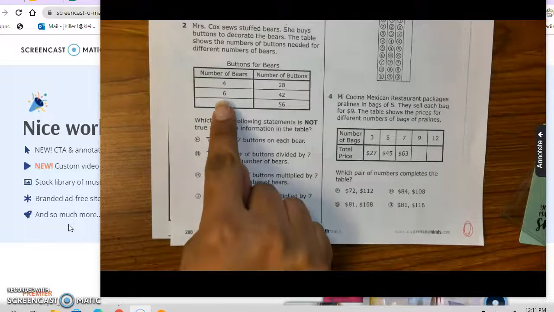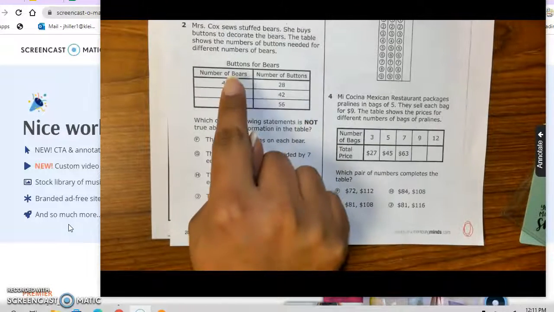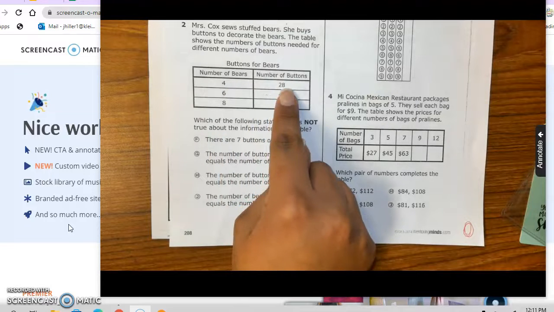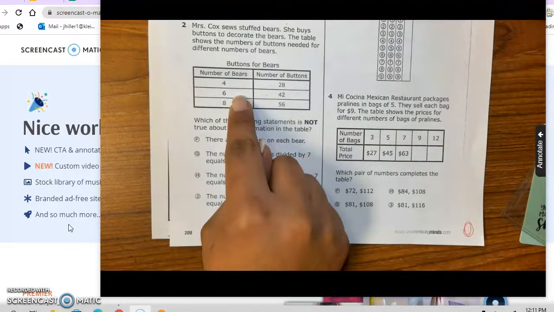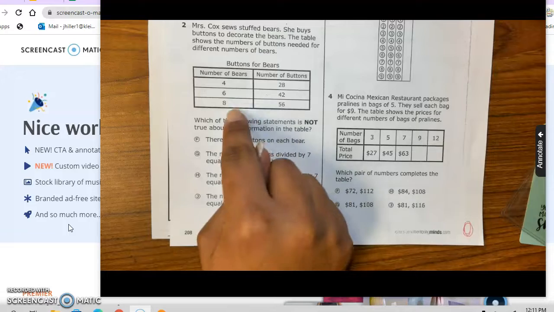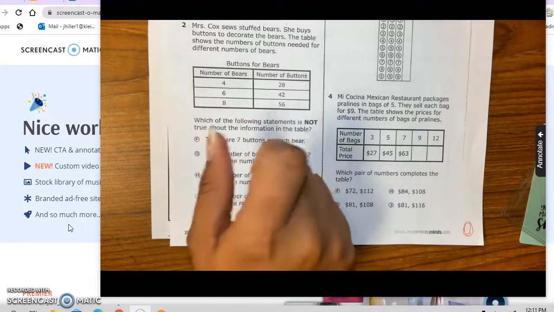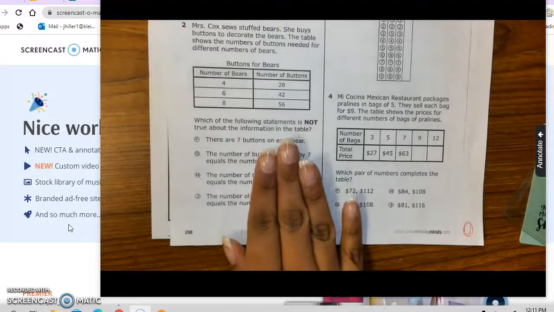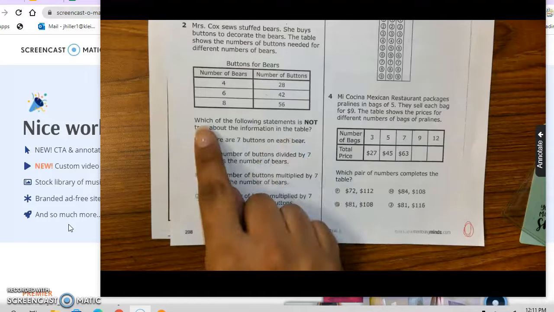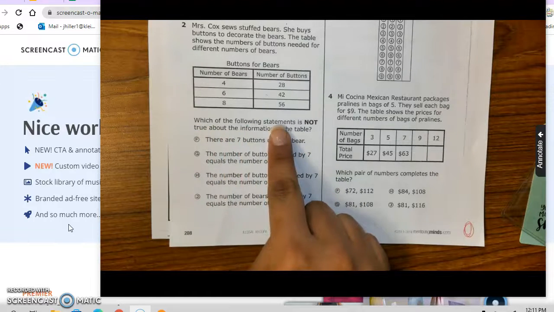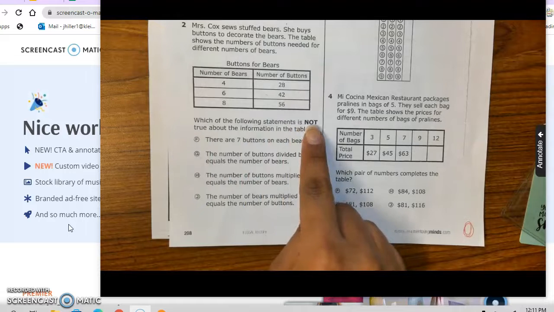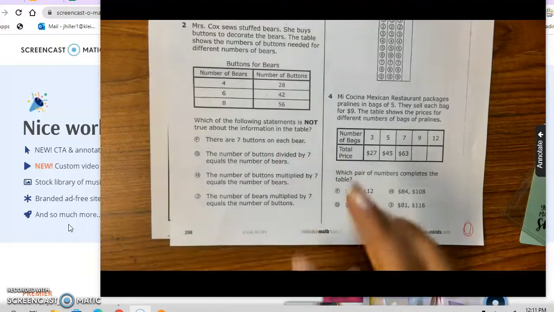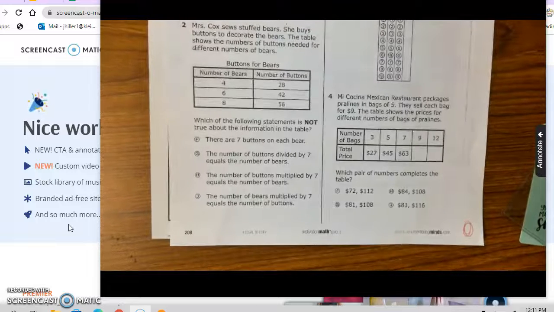So here we have the table of the buttons for bears, right? When I have 4 bears, it's equal to 28 buttons for those bears. 6 bears, 42. 8 bears, 56. So on this type of question, watch carefully what it asks you. It says, which of the following statements is not true about the information in the table? So again, I'm looking for which one is not true.